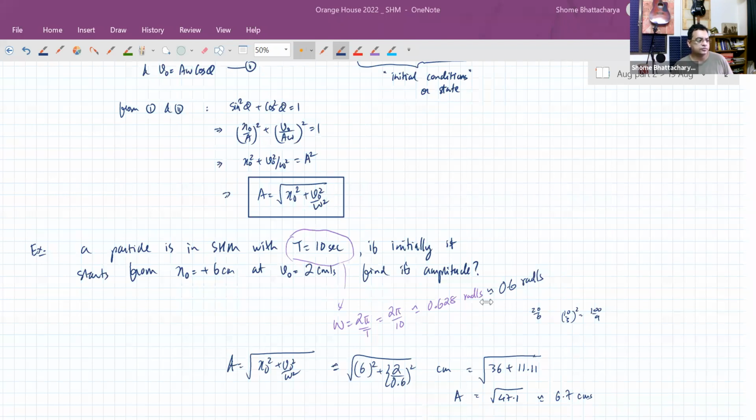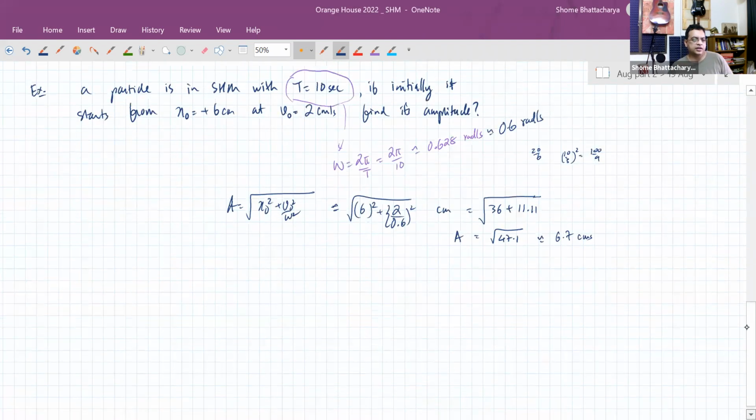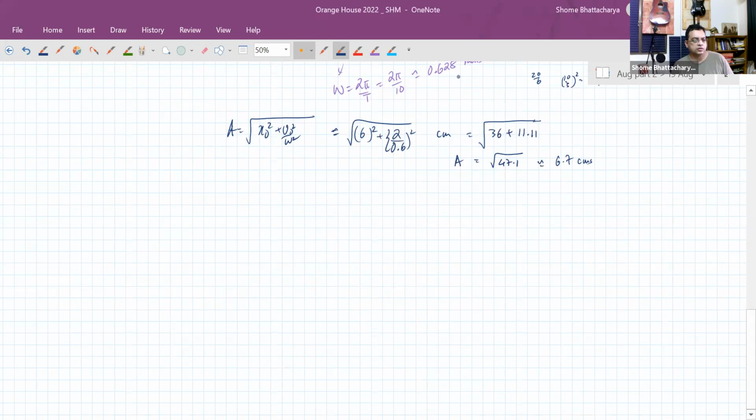Okay, v is equal to A omega cos(omega t plus phi). So that same relation holds. Okay, omega, A and all that are constants.